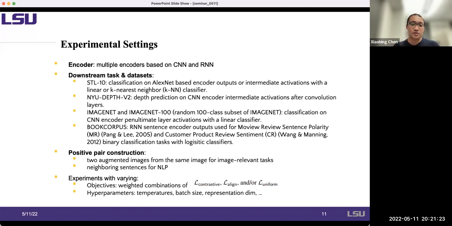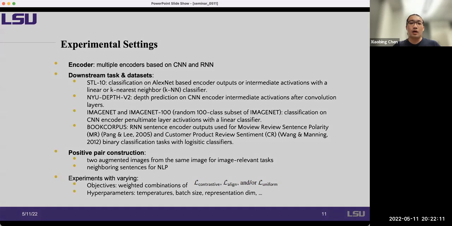And for the positive pair construction here, they use the very conventional measure for the image task, the two augmented images from the same image, and they use the neighboring sentence for the NLP. And they do the experiments with varying objectives. They pre-train the encoder with only the contrastive loss or the weighted combination of those three losses. And also they fine-tune a lot of hyperparameters like temperature, the batch size, and the representation dimensions.